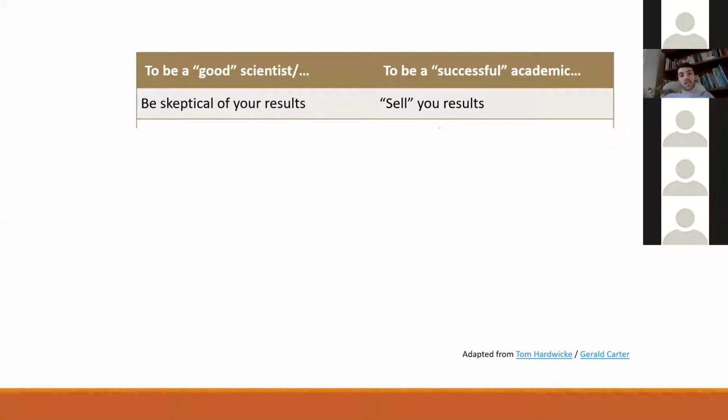But to be a successful academic, maybe what you want to do is push your paper, oversell it a little bit, get it into a journal which you think is going to get you exposure, get talks, and all that sort of stuff. So maybe there's an incentive pushing you towards claiming things that you don't quite have the data to claim yet.